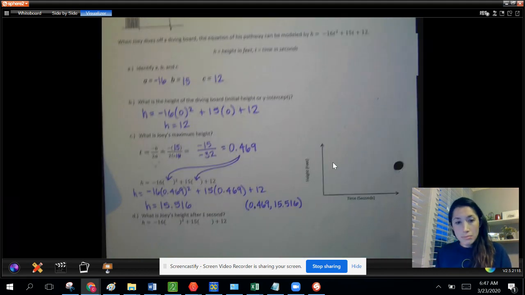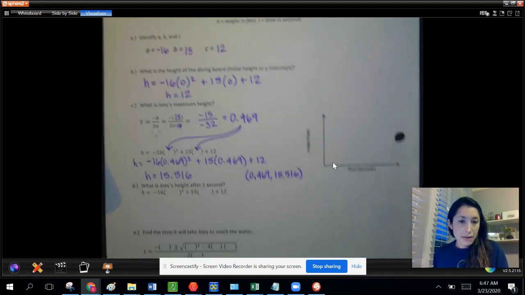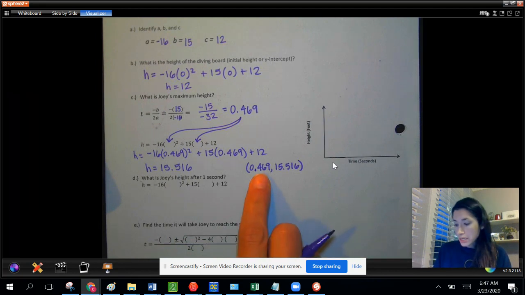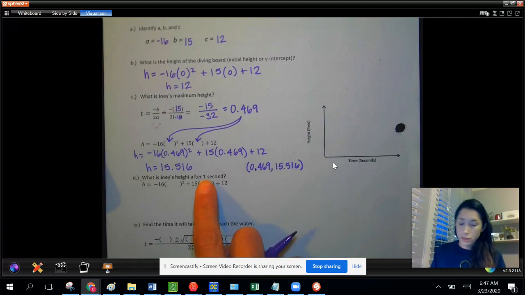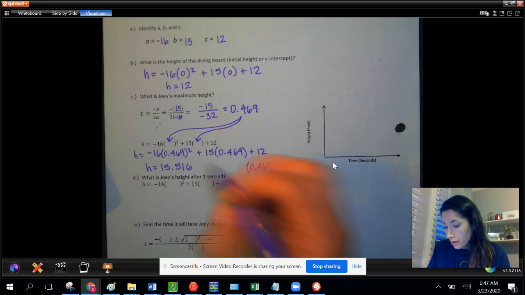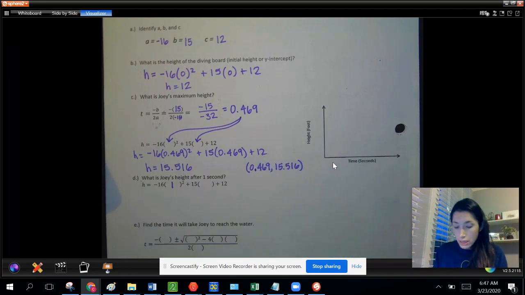Okay. Now we just want to figure out what his height is after 1 second. We know what his height is after 0.469 seconds, but for some questions, you might want to figure out the height after 1 second or 2 seconds and so forth. So we want to figure out the height after 1 second. Let's plug in 1 into our set of parentheses here.